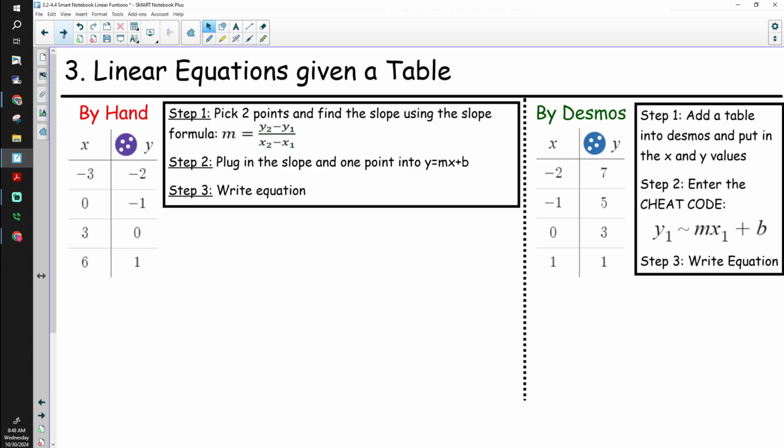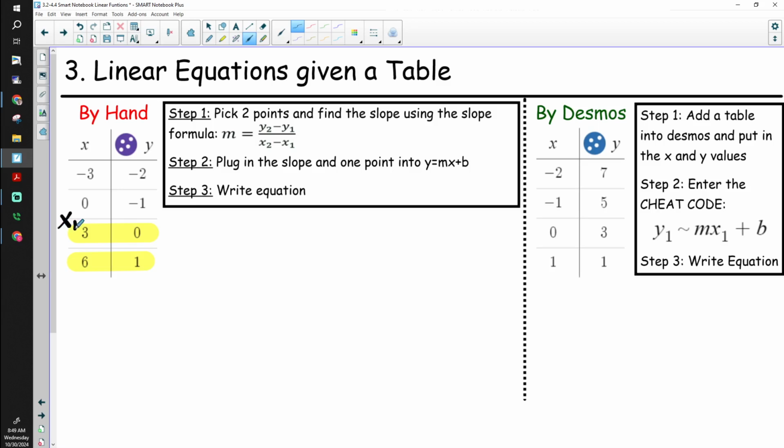So first things first, step 1. We know how to find the slope with a table. So we can find m right away using the y2 minus y1 over x2 minus x1. Does it matter what 2 points I use? No, I can pick any two. Me personally, I'm going to pick the ones that aren't negative. I'm going to pick positive points because they're easier to subtract. So I'm going to use 3, 0, and 6, 1. Because they're positive numbers. But I could have picked any two.